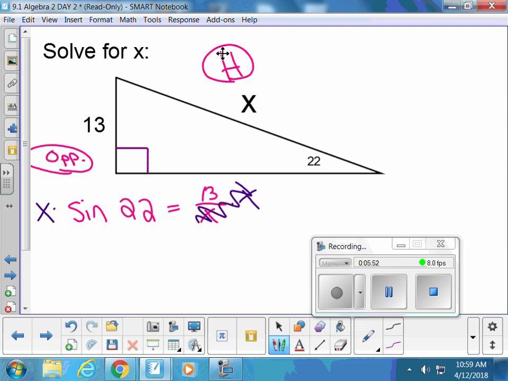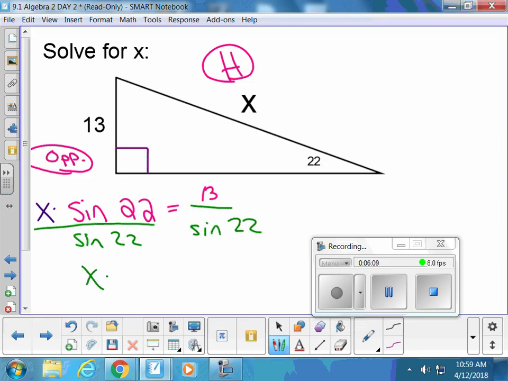Here I'm solving for x. I want to get x by itself, so that sine 22 needs to move. We're going to divide that sine 22 over to the other side. So as far as the calculator is concerned, type in 13 divided by sine 22. And you don't need to close that parenthesis off. Somebody asked me if you had to. You don't have to. 34.7.